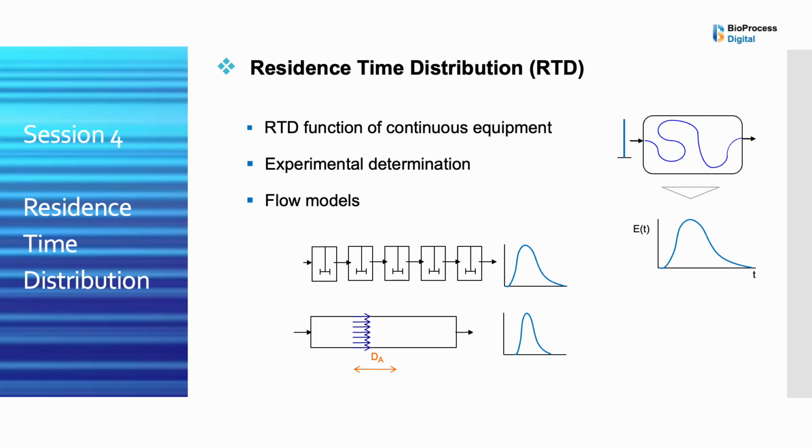Residence time distribution, RTD, is a widely used methodology in process engineering for analyzing the impact of fluid flow patterns on the performance of continuous unit operations. In Session 4, you will learn what the RTD function of a process unit represents, how to experimentally determine the RTD, the main flow models used to characterize and interpret equipment RTD behavior.